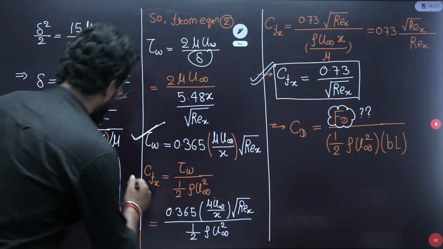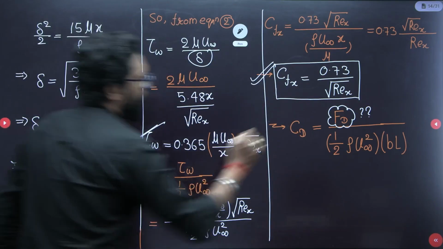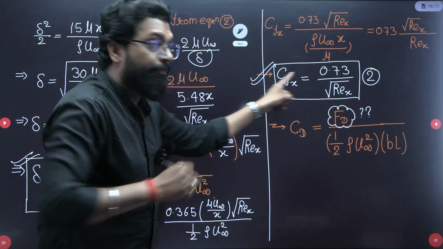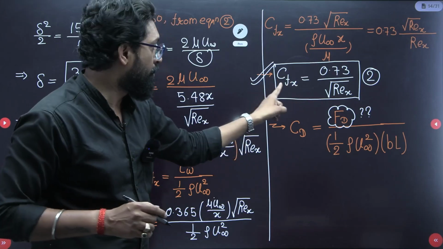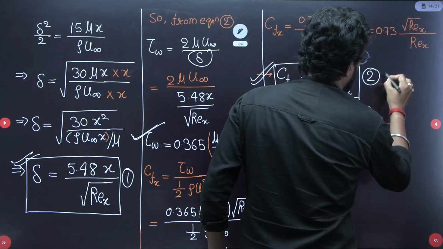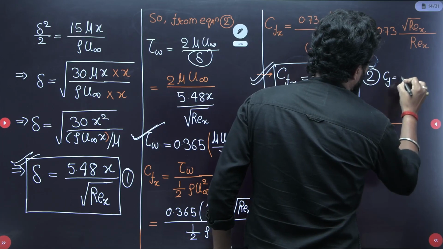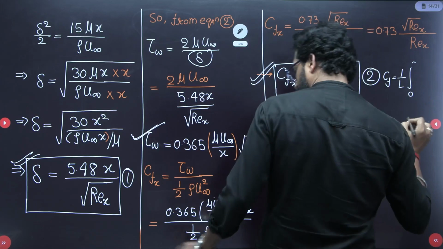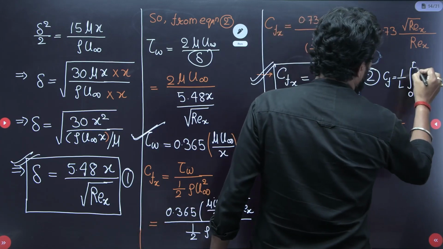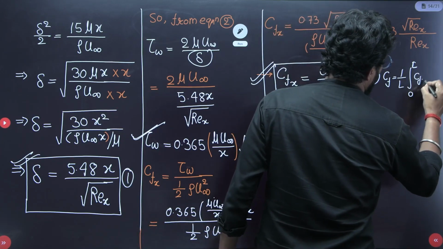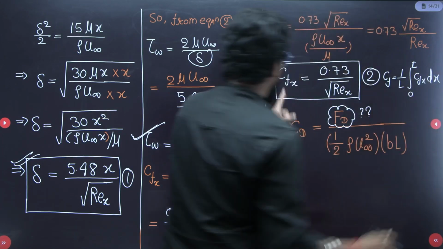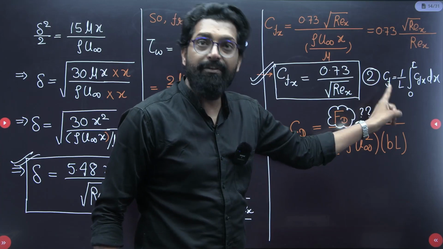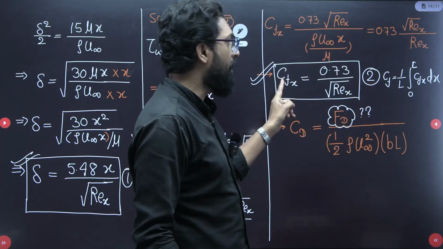So this is your first answer. This is your second answer, the skin friction coefficient. If you find the average skin friction coefficient C_F, we already told in the previous lecture, it is the integral from 0 to L of C_fx dx. Put this value of C_fx here, integrate it, and this is your average skin friction coefficient. This is your local skin friction coefficient.